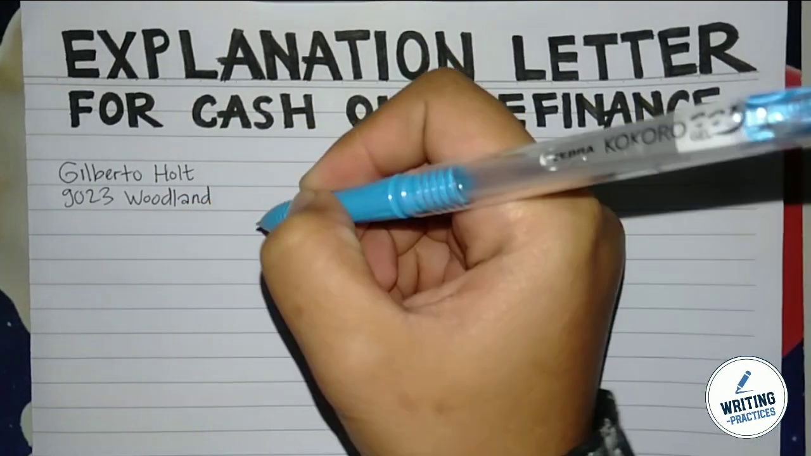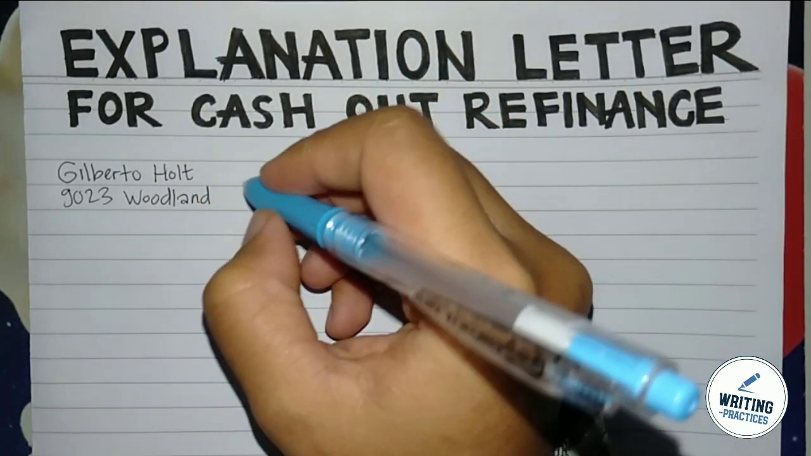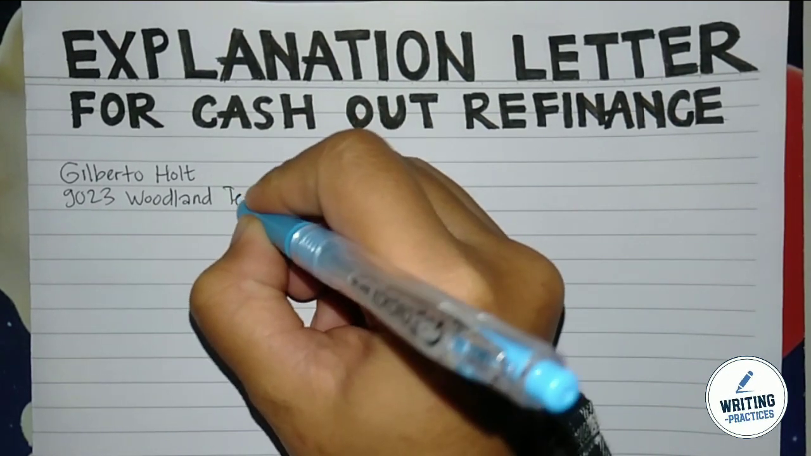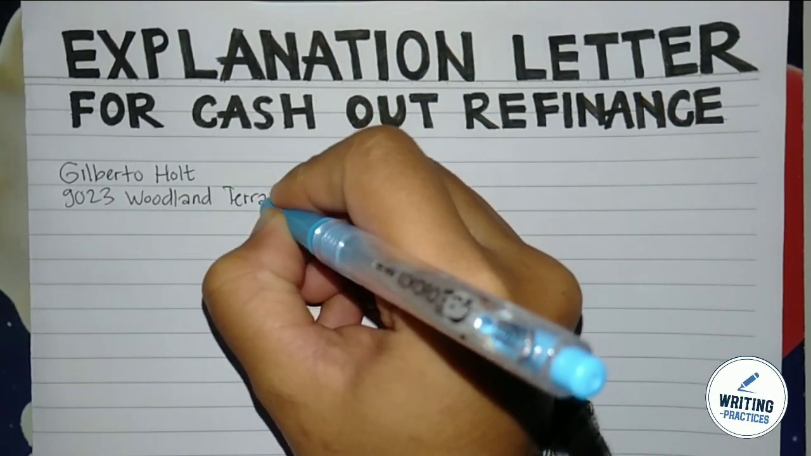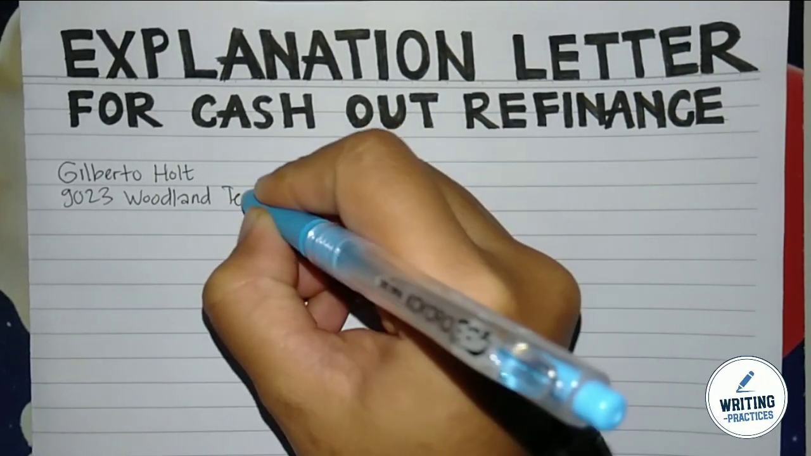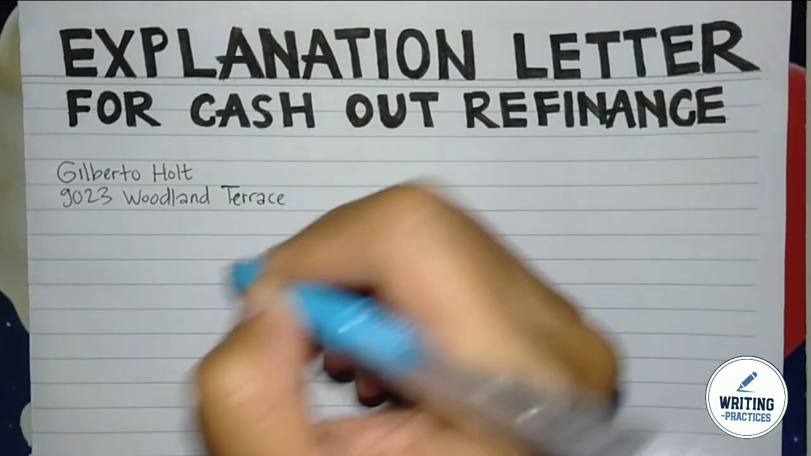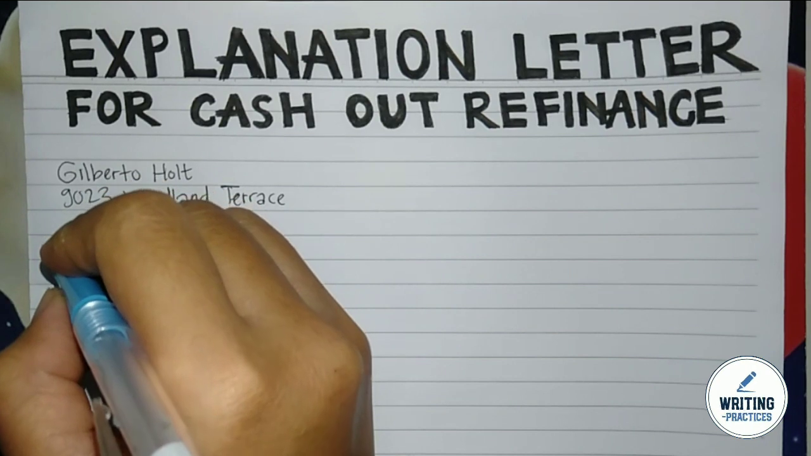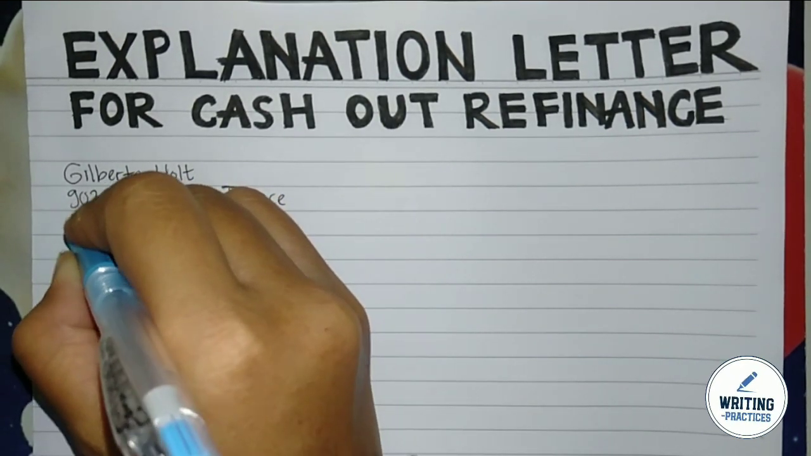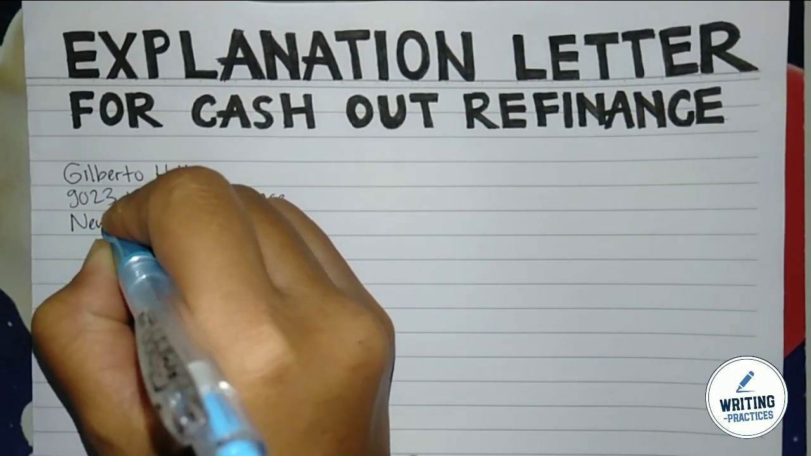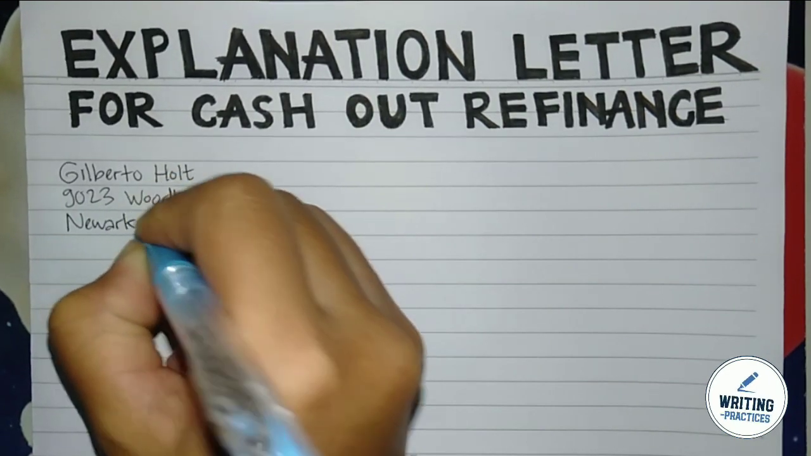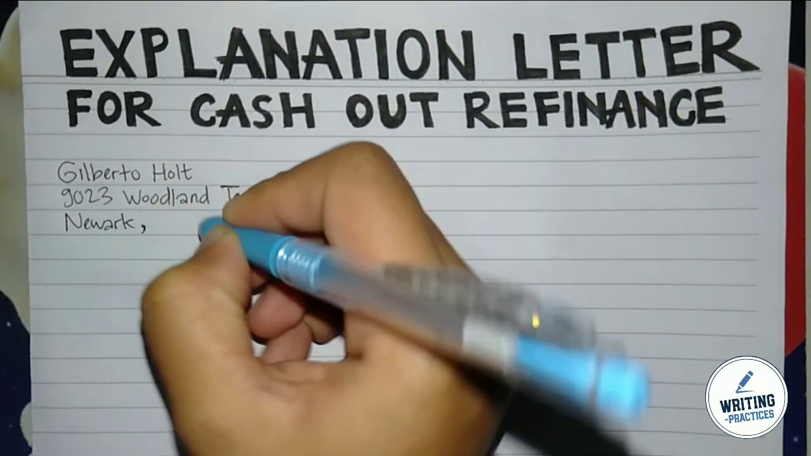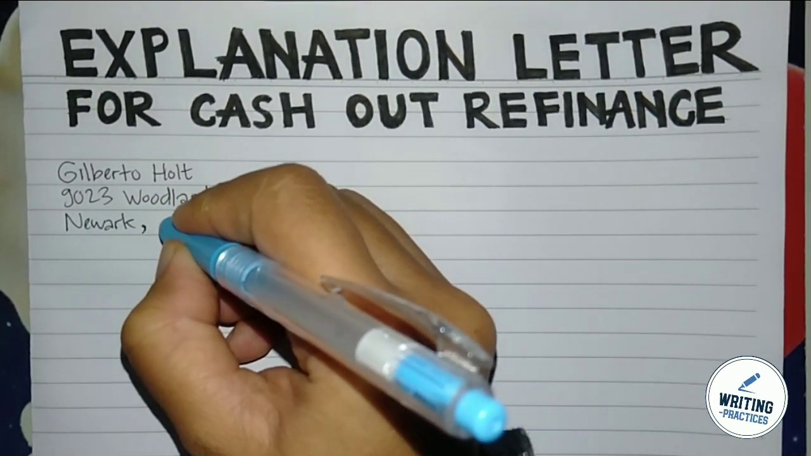It may also explain the homeowner's ability to make the new mortgage payments and how the extra funds will be used responsibly. This letter is often required by the lender during the application process to better understand the borrower's intentions and financial situation before approving the cash-out refinance loan. It helps ensure that the borrower's reasons for refinancing align with the lender's criteria and guidelines.